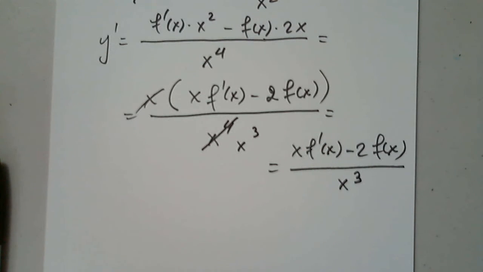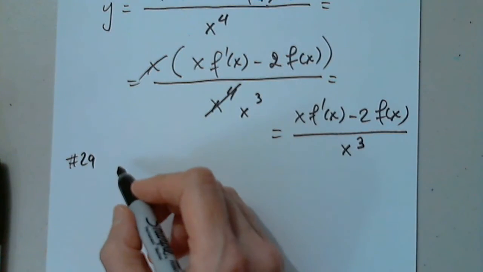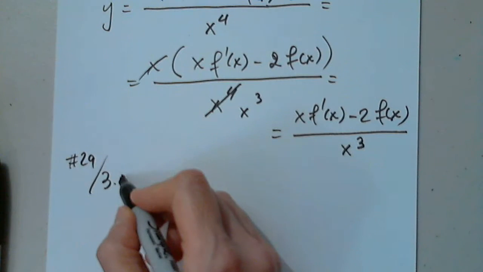Now let's go back and take a look at 29. So in 29, they're asking us to differentiate this function. It just caught my eye when I was selecting problems. So this is in 3.2.